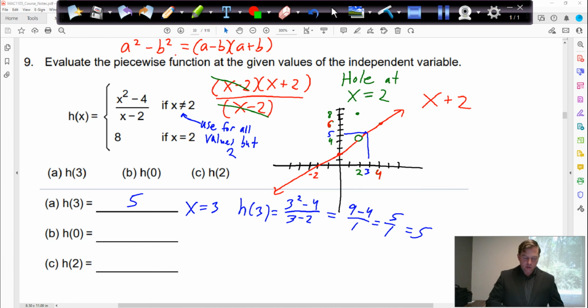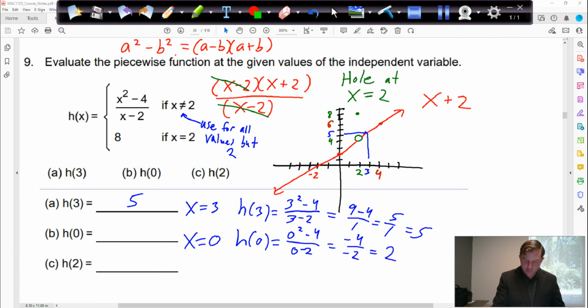Okay, let's try h of 0. X is 0. So that's also not 2, so we're going to use the same function. 0 squared minus 4 over 0 minus 2. This would be minus 4 over minus 2. This is double negative cancellation, positive 2. In fact, that's where we started the graph. So 2.